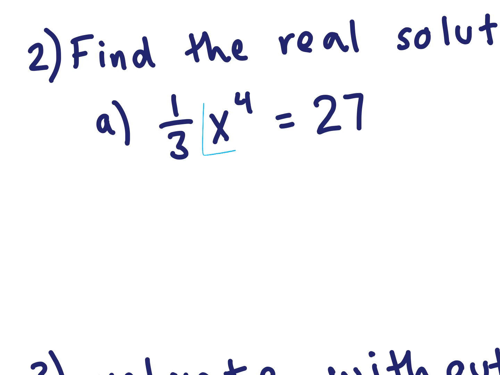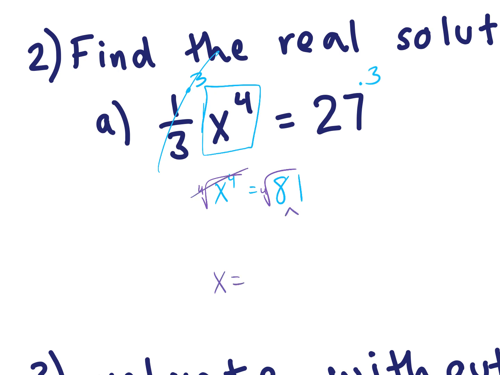Multiply by 3. We need to get that x to the 4th power all by itself first. So I'm going to multiply both sides by 3, so it cancels out with the 1/3. So x to the 4th power is equal to 27 times 3, which is 81. Then what should I do? I take the 4th root of both sides, because the 4th root will cancel out with the 4th power. So whatever our exponent is, that's what type of index we need. So I have x is equal to, now I need to figure out the 4th root of 81.